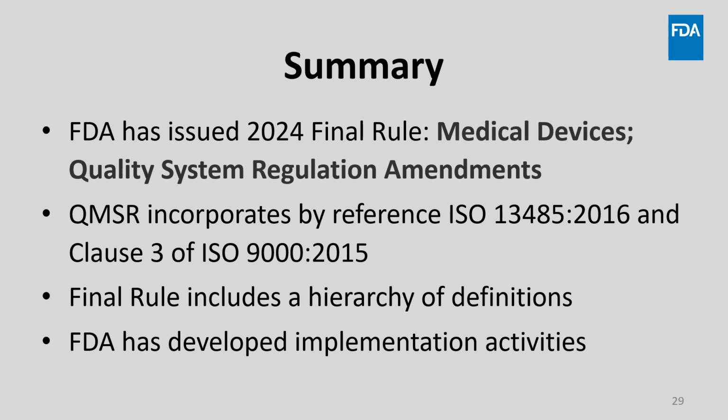Now I will summarize what we covered in this module. FDA has issued the 2024 final rule, which is titled the Medical Devices Quality System Regulation Amendments. The rule includes the preamble that provides some background on FDA's review of public comments and thinking that led to the rule. The final rule also includes the QMSR. The QMSR incorporates by reference two standards, ISO 13485-2016 and ISO 9000-2015, Clause 3. The 2024 final rule and QMSR include a hierarchy of definitions. And finally, FDA will conduct various activities while implementing the rule and retains its inspection authority.